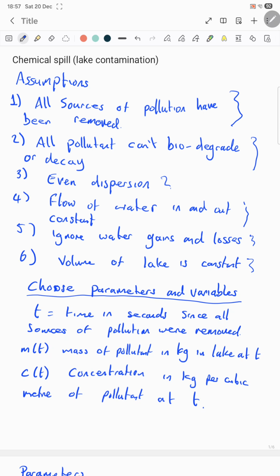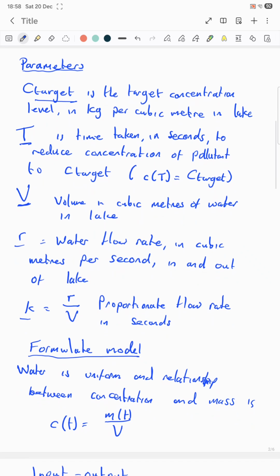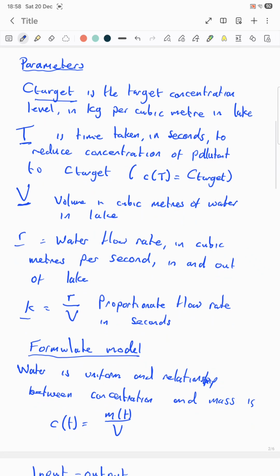Now we choose the parameters and the variables. T equals time in seconds since all the sources of pollution were removed, and M of T is the mass of the pollutant in kilograms in the lake at time T. Now C of T is the concentration in kilograms per cubic meter of pollutant at time T. Now our parameters: C target is the target concentration level. It's the level we want to get to, and it's in kilograms per cubic meter in the lake.